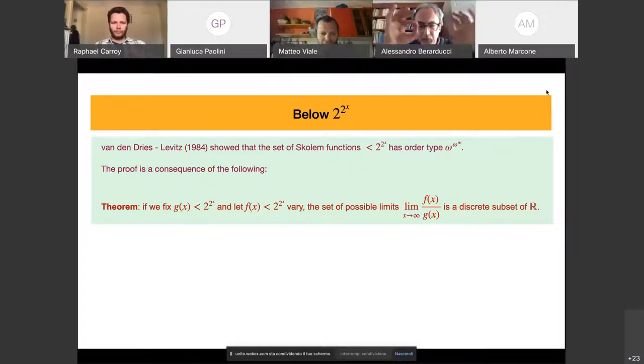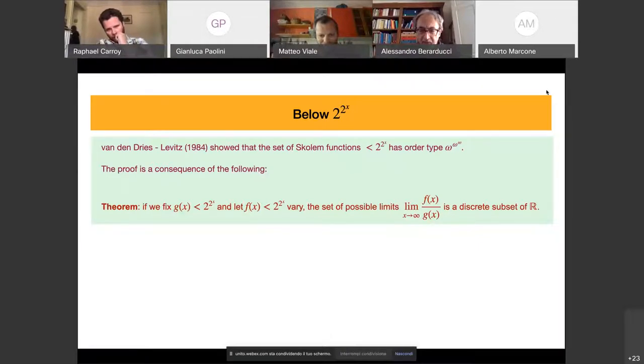So for instance, x and 2x. If f and g are in the same Archimedean class, the limit will exist by o-minimality, if you want. If you fix the denominator and you let f vary in the same Archimedean class, but always below 2 to the 2 to the x, you are going to get a discrete subset of R. Discrete, I mean closed and discrete. So necessarily it has order type omega. It cannot be bigger than omega, no? If it were omega to the omega, or omega plus omega, it would have an accumulation point.